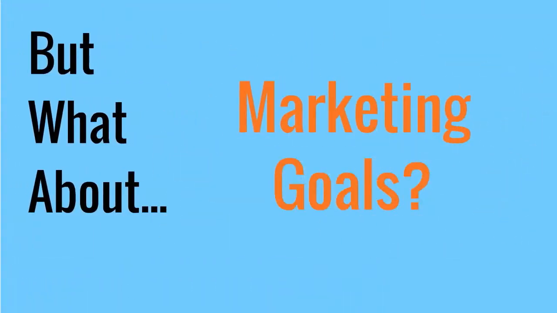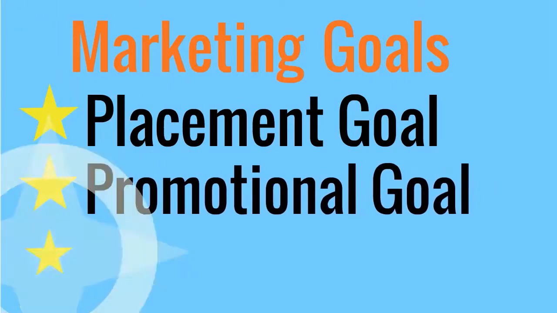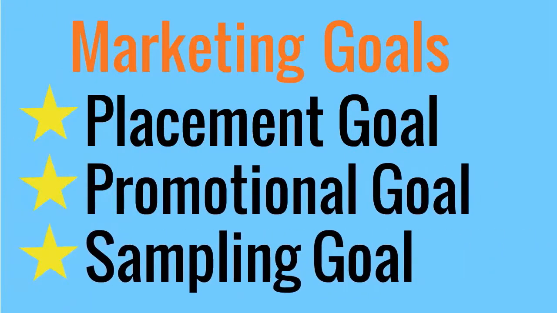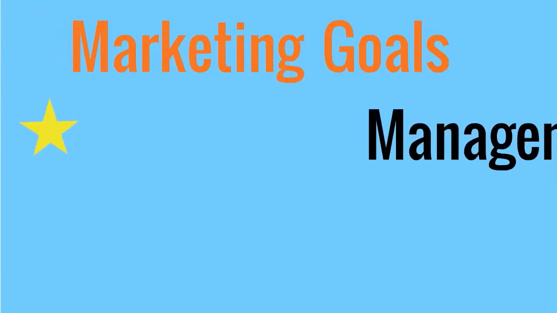But there are also marketing goals. Marketing goals are goals that you would achieve by visiting the account. For example, a placement goal, a promotional goal, a sampling goal. You really can't tell if that goal is achieved unless you walk the store and you take a picture tagged to the GPS location to prove that you've taken that goal. Finally, you have management goals and personal goals.